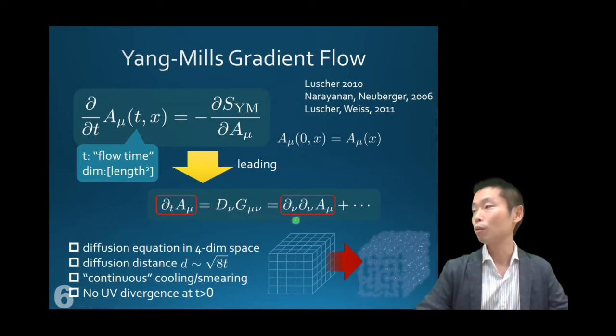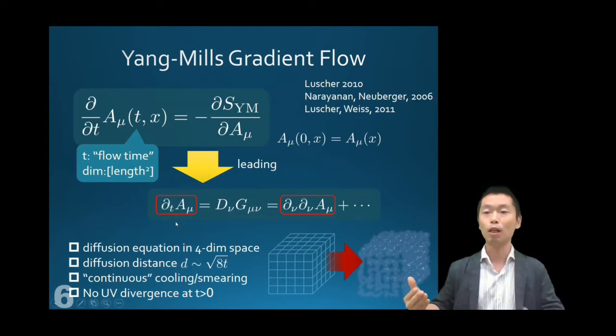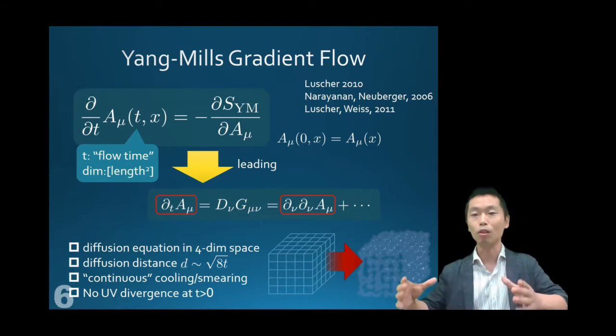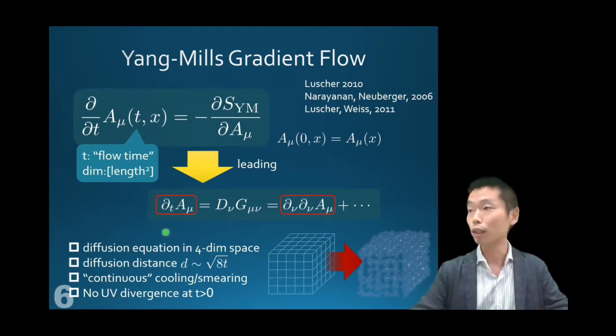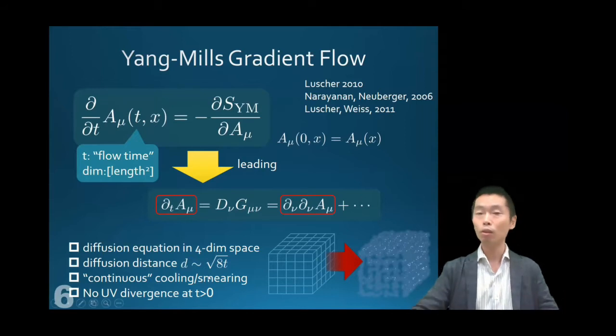Okay, diffusion equation in four-dimensional Euclidean space, and this parameter T acts as the magnitude of the smearing or the smoothing distance. And actually, the diffusion distance, if we define it as a mean square radius, is given by square root of 8T. Okay, so in this way, the gradient flow is very simple.